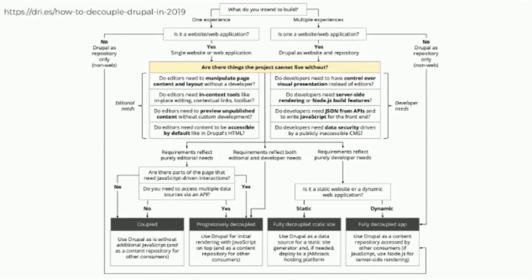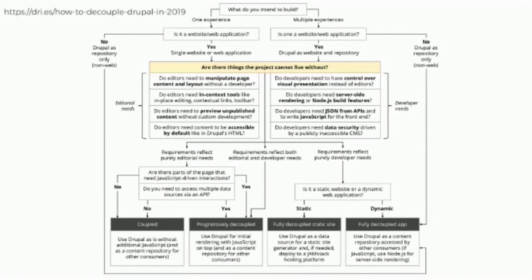We've looked at this as well. We see that we need the editorial needs because we have a lot of site managers that can customize the look and feel of their platform. And we also need some of these developer needs with control over visual presentation, as well as the APIs to support our mobile application. So this flowchart would put you to progressively decoupled, where you take the output rendered by Twig and enhance it with JavaScript. But we see that keeping this in sync, the output of Twig and what something like React expects to start with, becomes increasingly difficult. So we've decided we would go for a fully decoupled app.